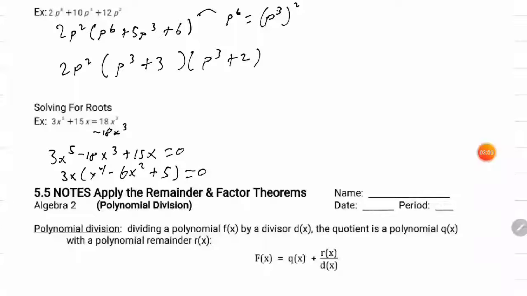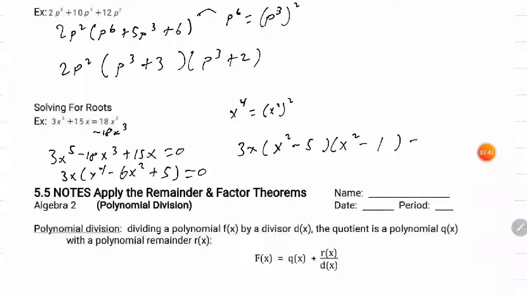Next, the inside here actually looks like a quadratic, where my x to the 4th is my x squared value because it looks like x squared squared. So here we go, just factoring it. 3x times (x squared, and then we're going to have x squared here). Looking for two numbers that multiply to 5 and add up to -6. That would be -5 and -1.